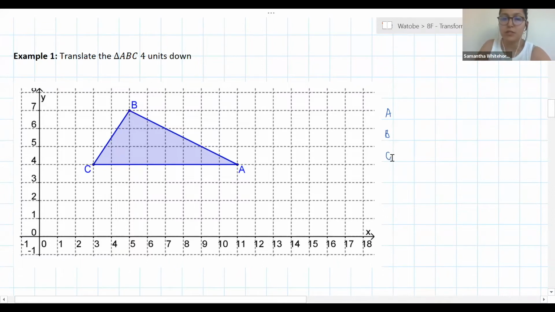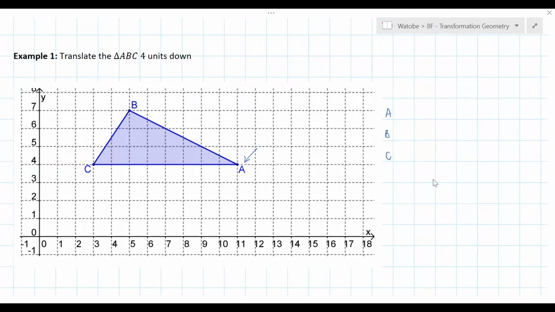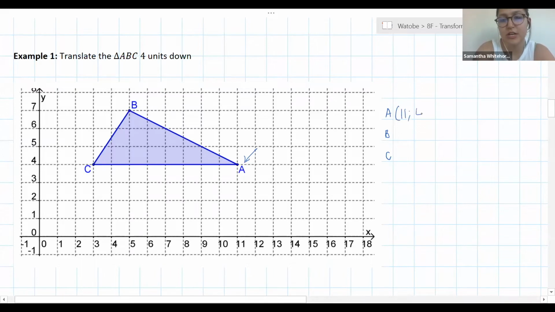Maybe someone wants to raise their hand, or you're welcome to pop it in the chat. Can anyone tell me what the coordinates for, let's start with A, are? So this point A, what are its coordinates? You can pop your hand up, you can put it in the chat. Okay, Tiamo, tell me. The coordinates of A is 11, 4. Good. So guys, A is 11, 4.